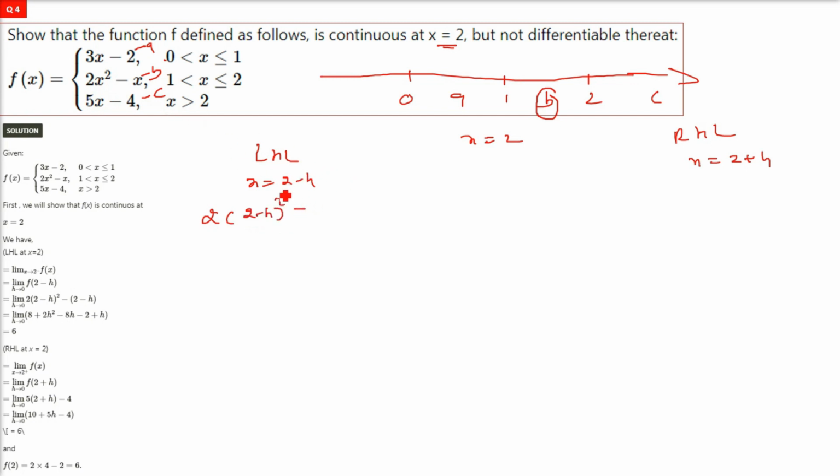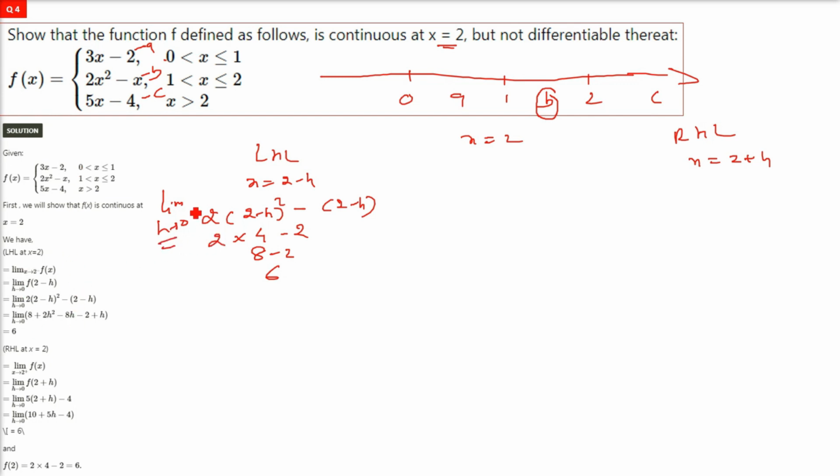And 2 minus h whole square, because I'm replacing x by 2 minus h, and then again 2 minus h. So you can just open it. See, you have to do it like that. You have to open it properly and then put h equal to 0. Not like this.